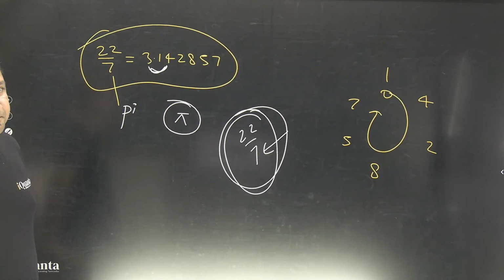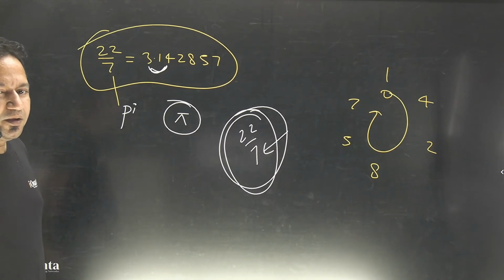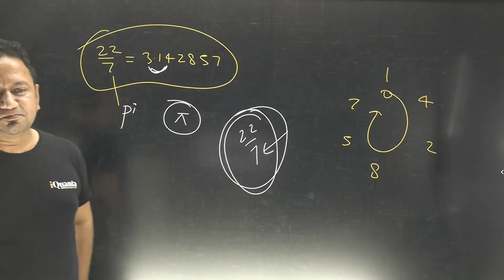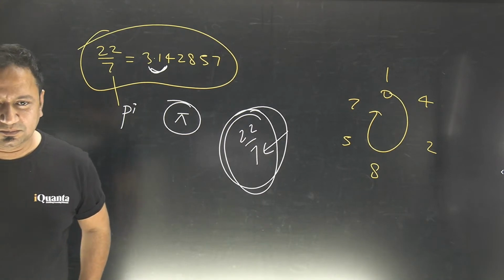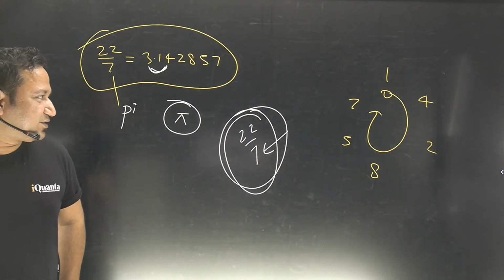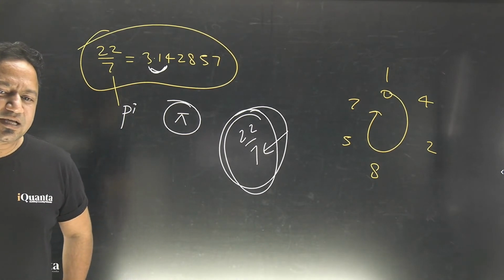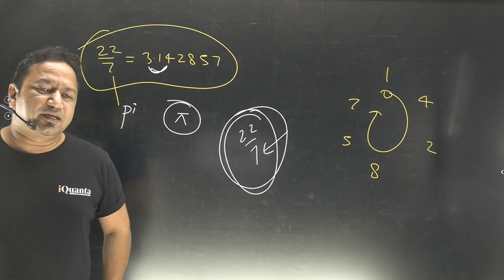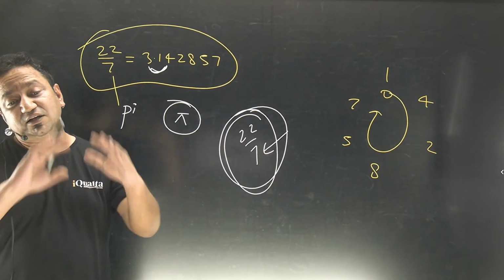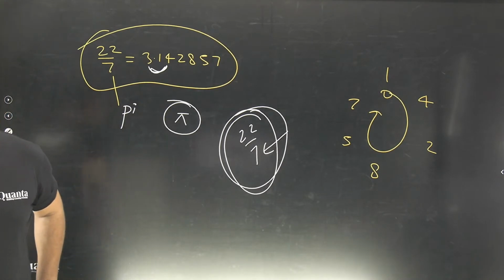Is that clear? That is the ratio of circumference to the diameter. Okay. So 7 has got this property, and due to this cyclic property, 7 can rationalize. 7 can give a rational form to pi. Rational form to pi. Clear?